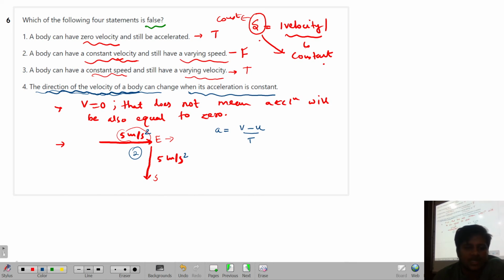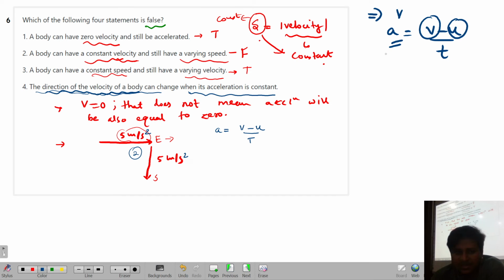Try to understand what I'm saying, guys. If the direction of velocity changes but the velocity magnitudes are equal, acceleration is given as what? V minus u by t. So if you are not changing the magnitude of velocity, the magnitude of acceleration will never change. Yes or no? Acceleration will also remain constant.